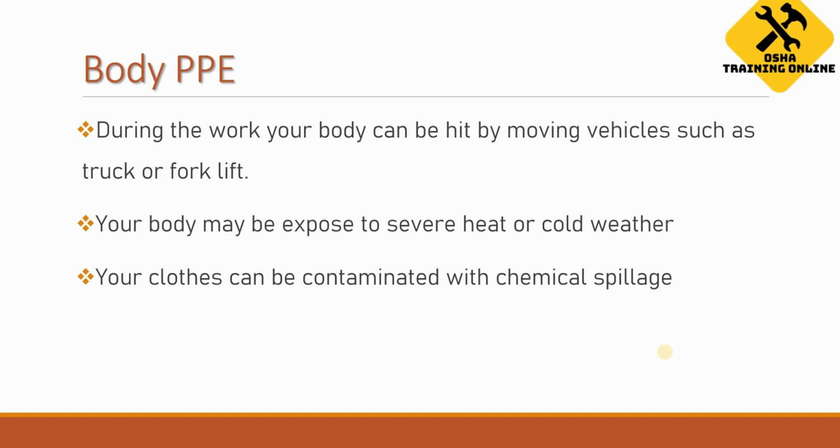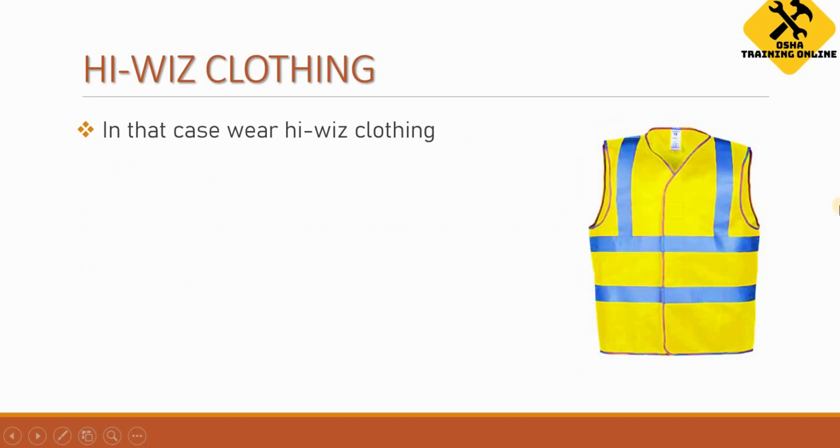Your body may also be exposed to severe heat or cold. There are situations where on the site there is immense heat, or the situation is really cold, or there might be a chemical spillage, or a chemical can drop on your clothes and contaminate or dirty them. In that case, you need PPE, and that PPE is called hi-vis. Hi-vis, you can see on the right side, is also called full body wear or hi-vis clothing. In that case, you should use hi-vis.